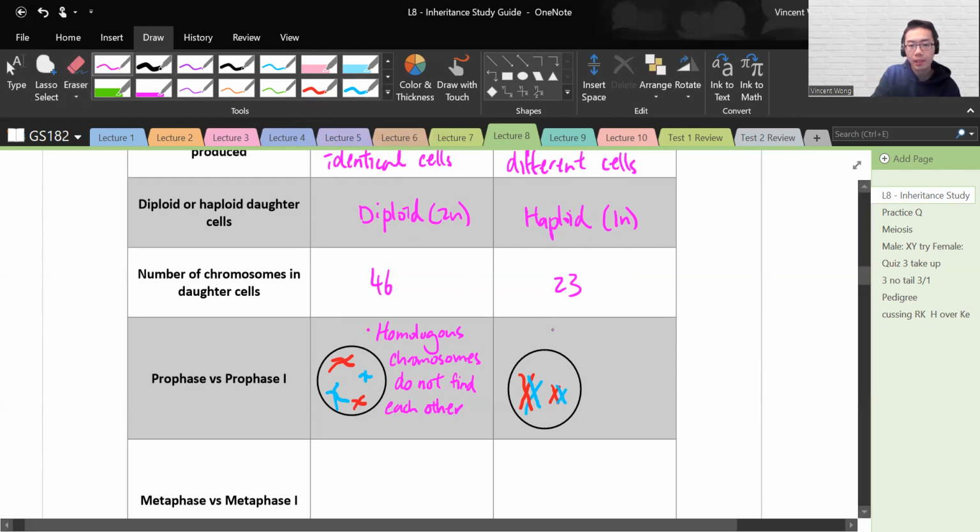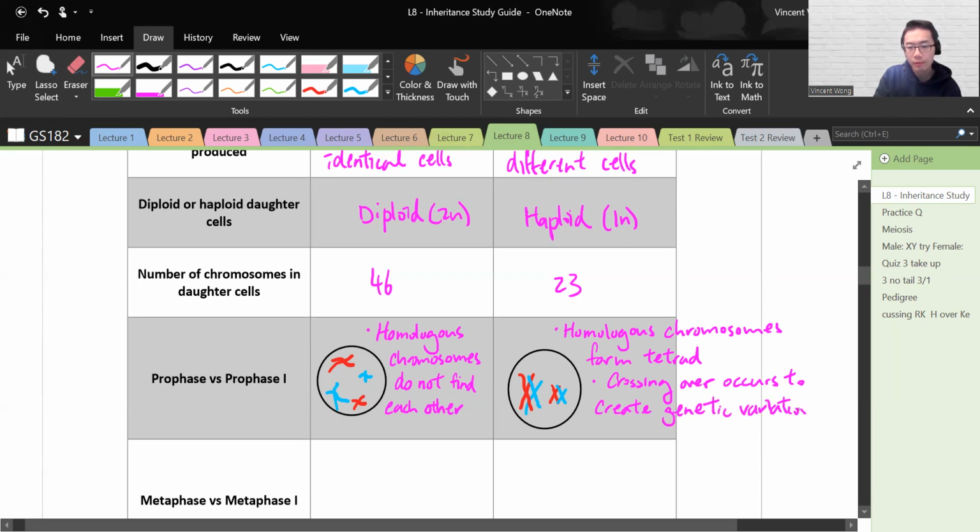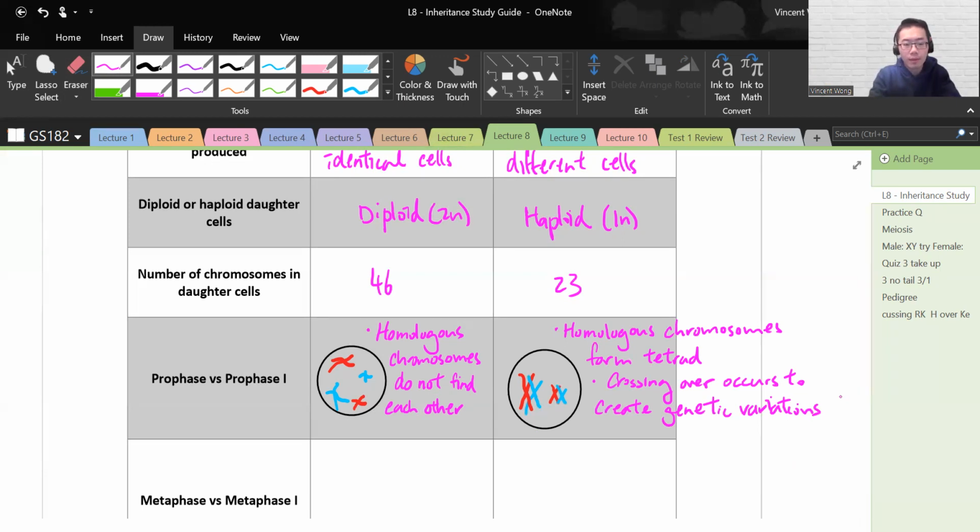Okay. So homologous chromosomes form tetrads. And once they form the tetrad, crossing over occurs to create genetic variation. Okay, so we don't all look the same as our parents. All right.